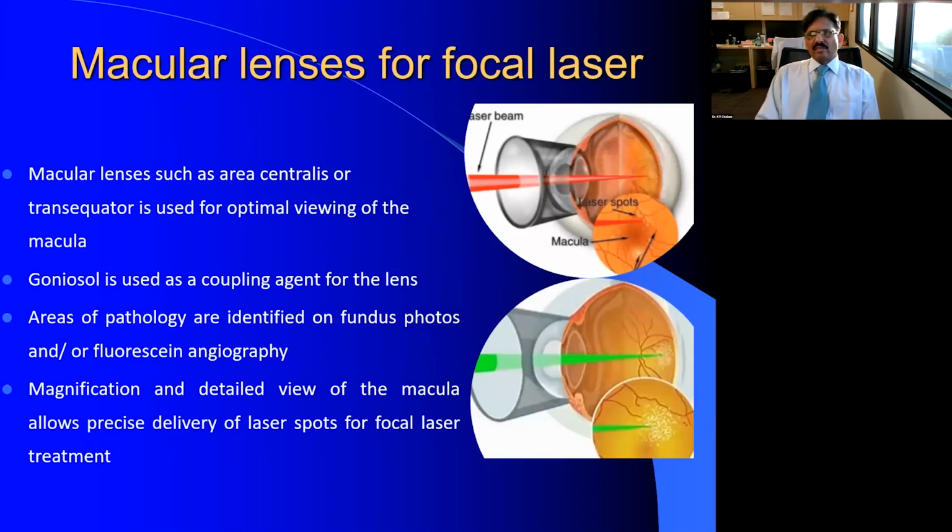For the macular laser, you either use an area centralis or transequator lens for optimal viewing of the macula. Goniosol is used as a coupling agent. Areas of pathology are identified on the fundus photos or angiogram, and magnification and detailed view of the macula can be altered by the slit lamp magnification, and then you focus the laser for a precise delivery of various wavelengths.